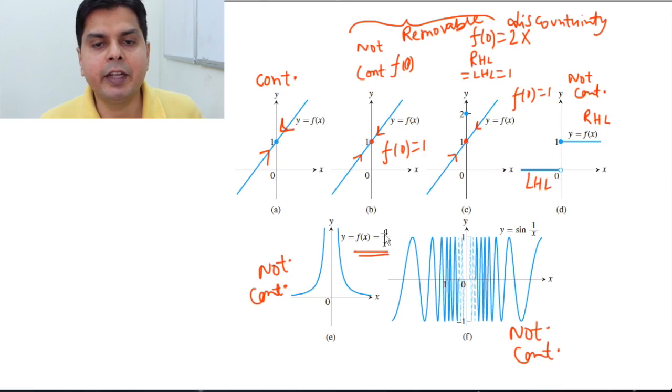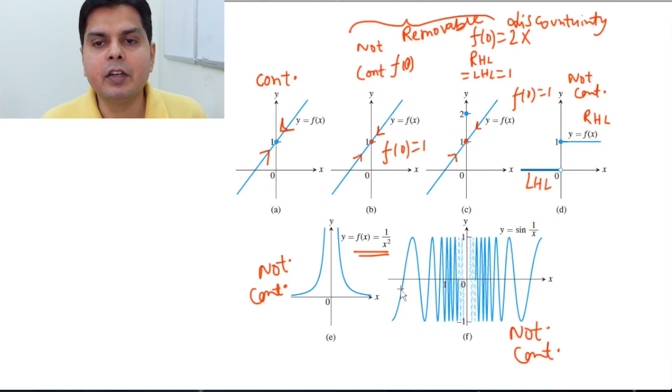Similarly, in this case at x is equal to 0, the value of the function does not exist. In this case also the function is oscillating so furiously, so vigorously, that the limit does not exist. So in these three cases, D, E and F, the function cannot be made continuous by any trick or by any suitable definition of the function.